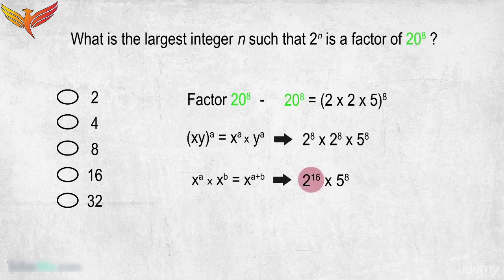The expression of 2 to the 16th represents all the factors of 20 to the 8th of the form 2 to the n. Therefore, 16 is the largest such number, and is our answer.